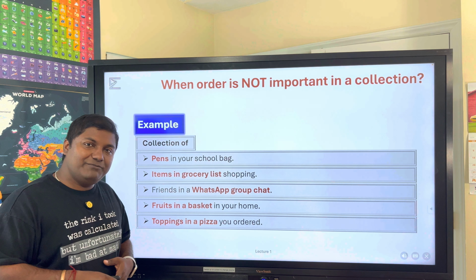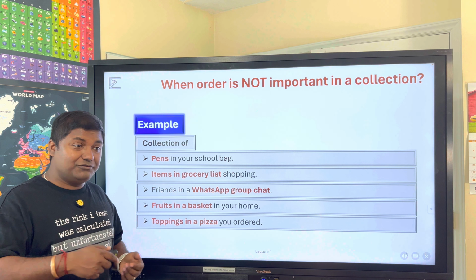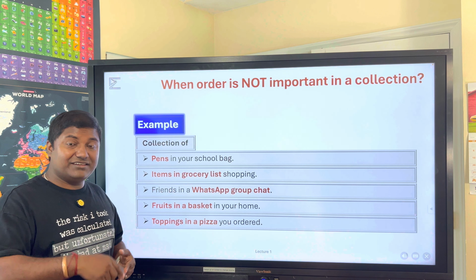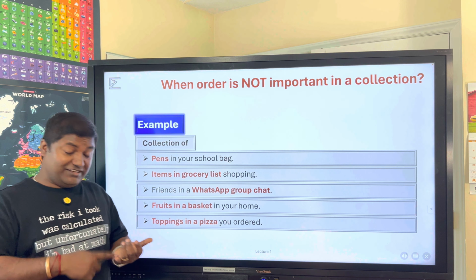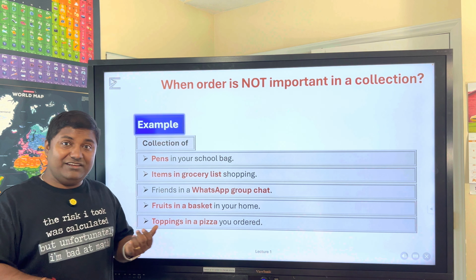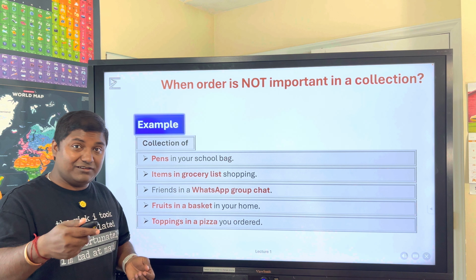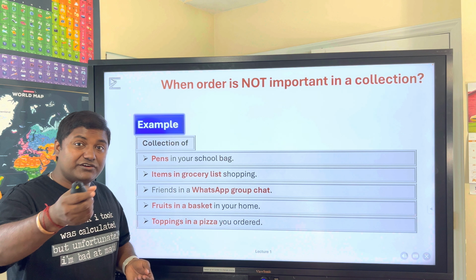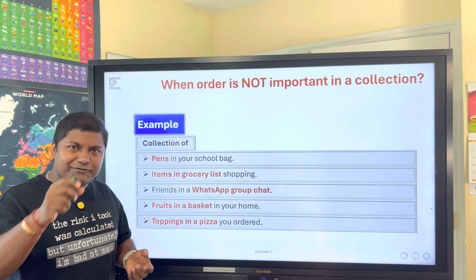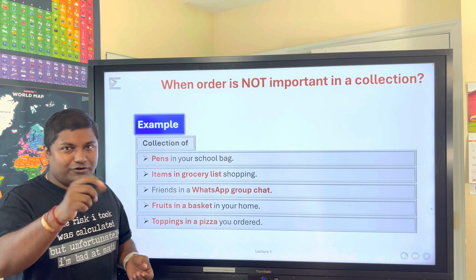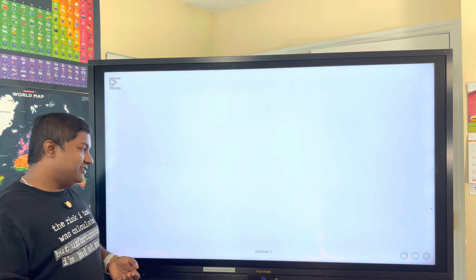Next, toppings in pizza. Let's say you are buying a pizza from, I don't know, some pizza store. First you have to tell the person at the counter what toppings you would like in your pizza. Let's say you like onion, olives, paneer, etc. on your pizza. When the person who is making the pizza prepares it, it doesn't matter in which order he or she puts the toppings on the pizza, right? Will it taste different if you put olive on top of onion or onion on top of olive? It is going to taste the same when the pizza is prepared, right? So there it doesn't matter.